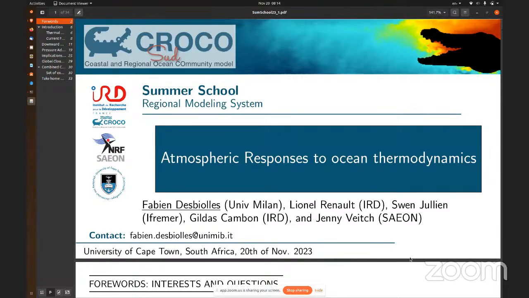Okay. So hi again, everyone. I'm still Fabien, and not changed yet. And today I'm going to introduce you quickly how the atmosphere reacts to mesoscale variability of the ocean, and actually how this feature can affect locally the atmosphere, but also remotely and at other scales.